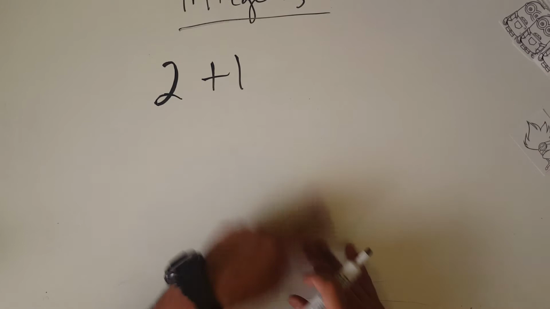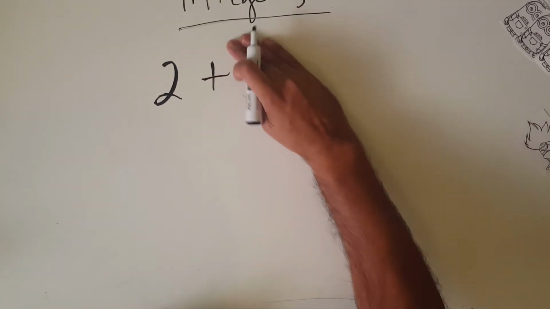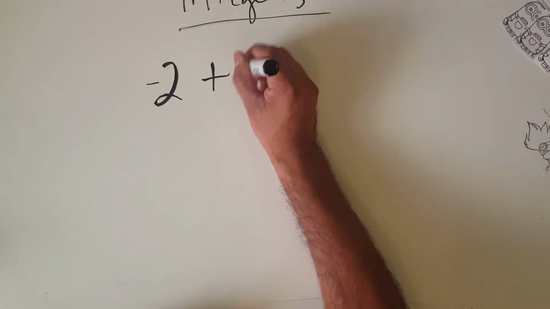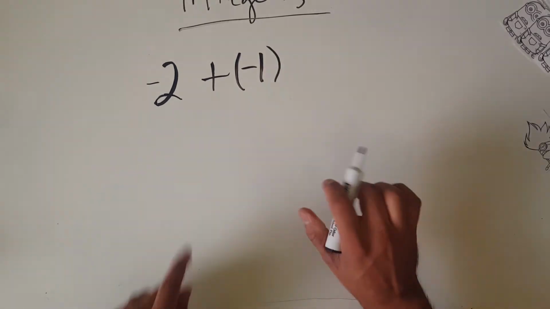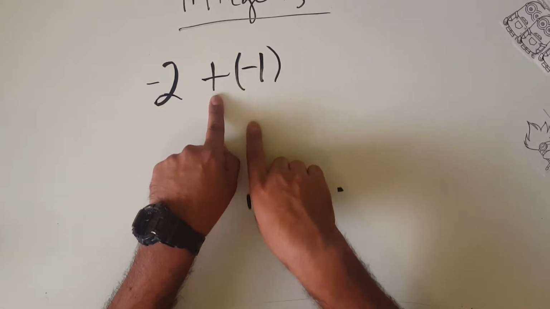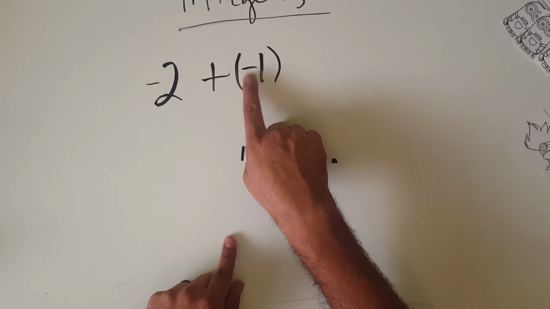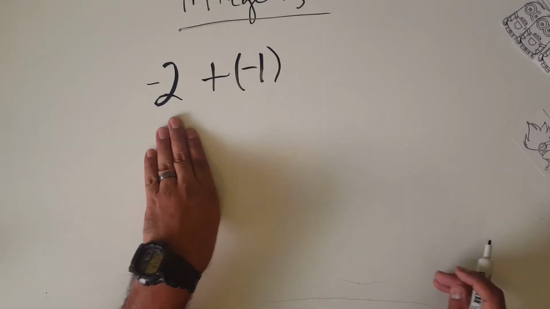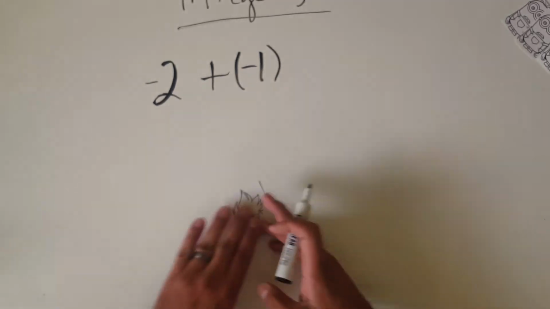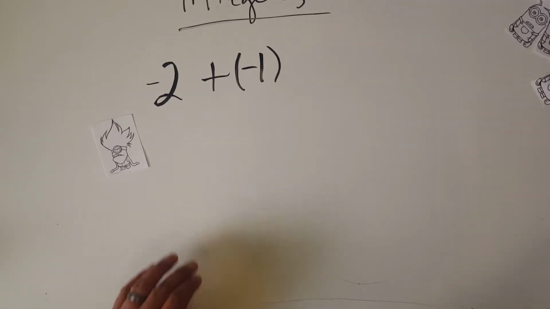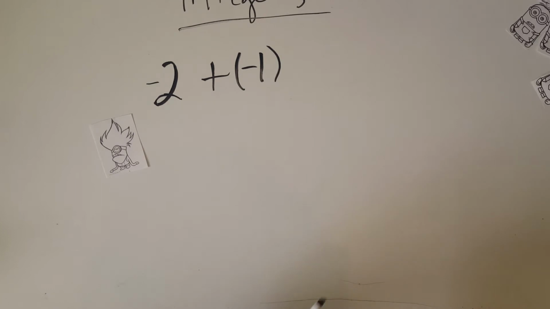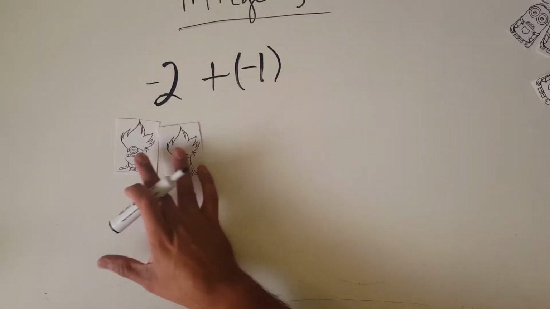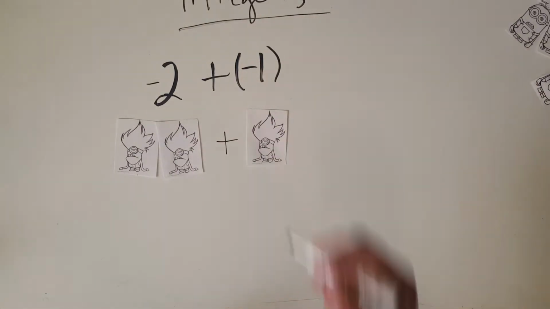So now let's do the same thing. But this time let's do negative 2 plus negative 1. And I'm going to put parentheses, that way you don't get confused with the plus and the negative sign. Okay, remember that's a negative sign, that's not a minus sign. Okay, so if I have 2 negatives plus 1 negative, well, I'm going to have to use these dudes now. Okay, so let's find some of those dudes. They're all stuck together. All right, here we go. We got 2 negatives plus 1 negative.